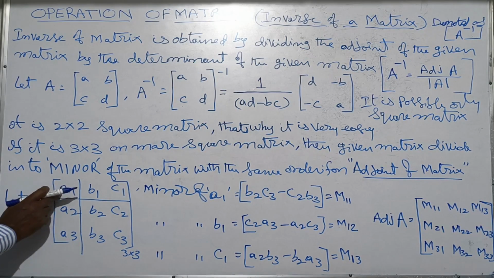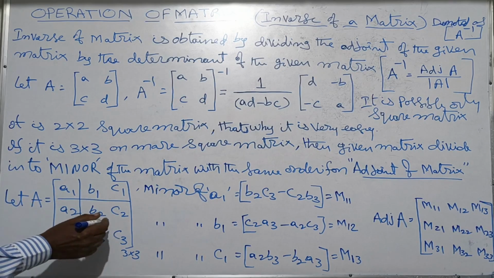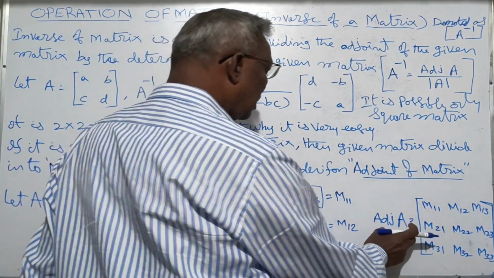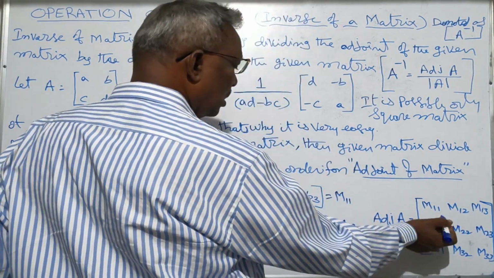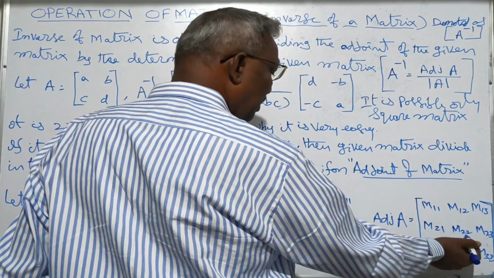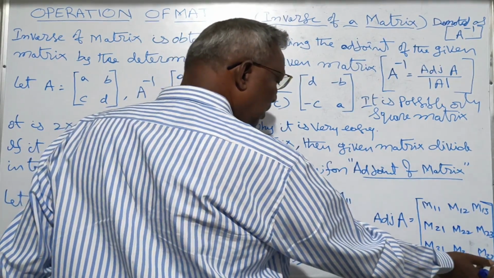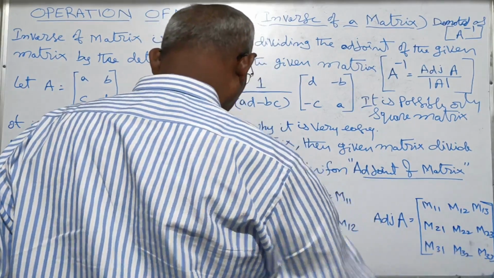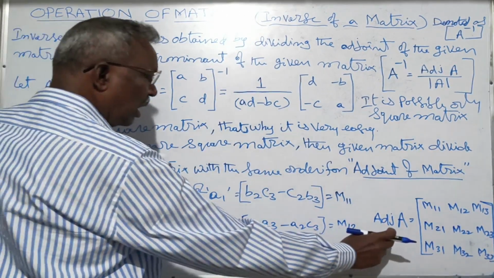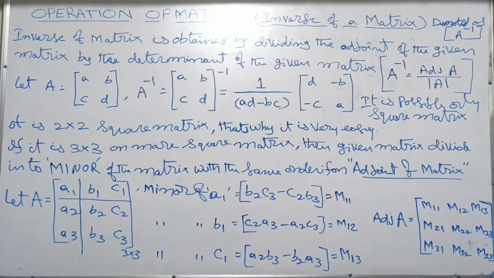Next, each element has its own minor. Here there are 9 elements, so there are 9 minors also. Therefore, adjoint of A is equal to M11, M12, M13, M21, M22, M23, M31, M32, M33. This is a third order matrix. The given matrix is also a third order matrix. The adjoint A matrix is also a third order matrix.